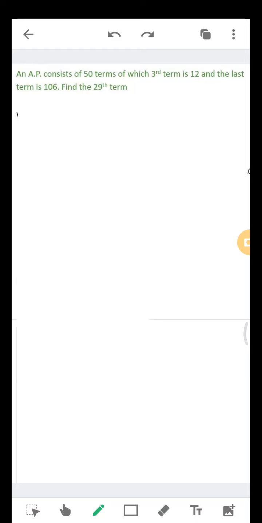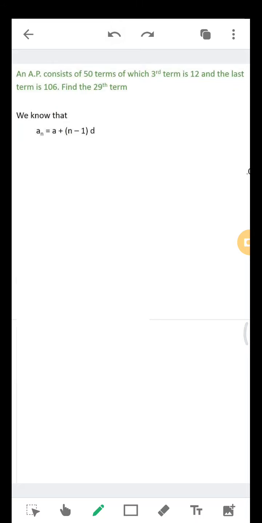If there are 50 students in a class, what will be the roll number of the last? 50. So the last term is 106, so I can say 106 is 50th term of this series. So two terms are given. Again we have to find 29th term of this series.